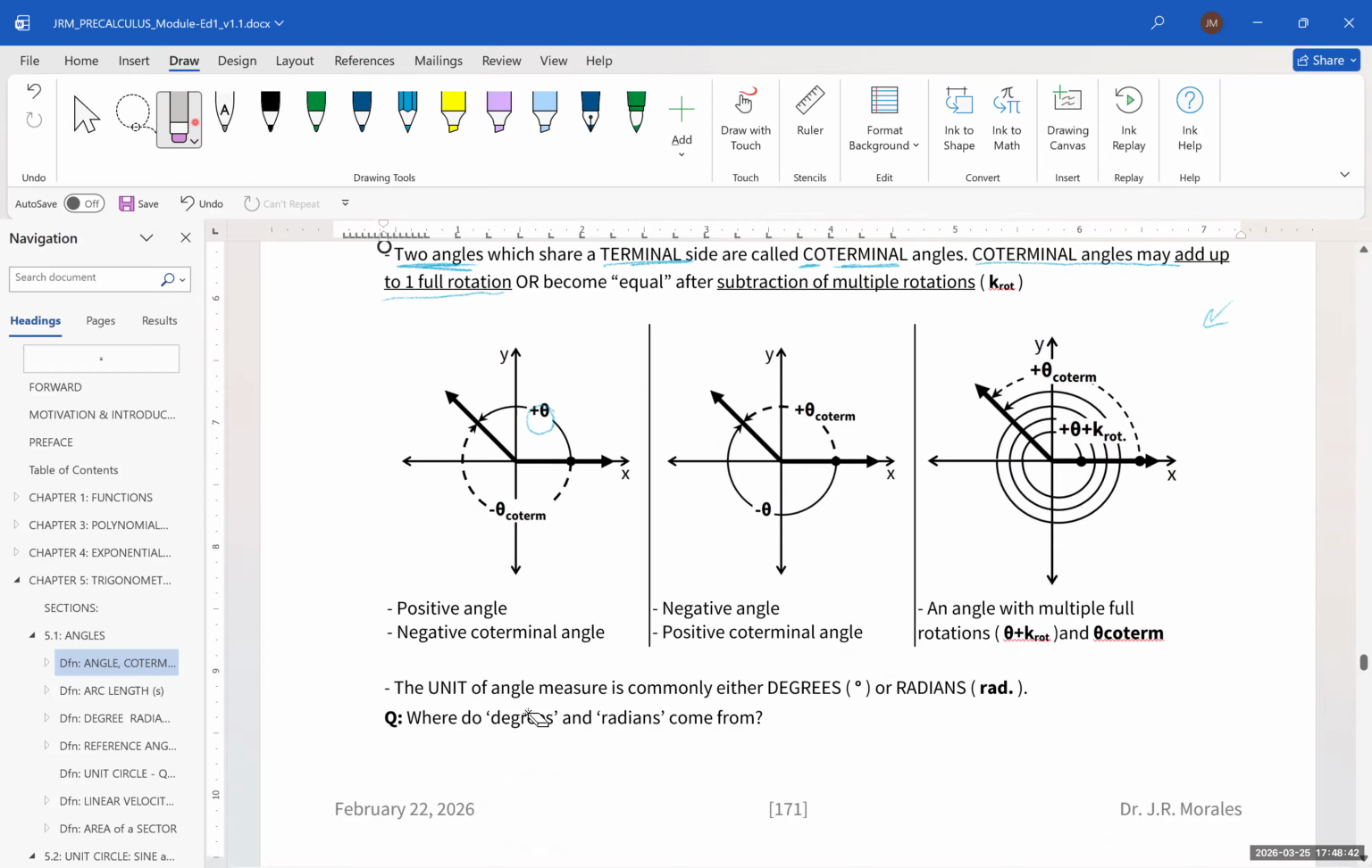The unit of measure is commonly either degrees or radians. Degrees are probably something that you know. We're not referring to temperature, but even in terms of angles, you may have heard of degree angles before. But radians may be a new concept. So where do degrees and radians come from? That's what we'll look at in the next section.